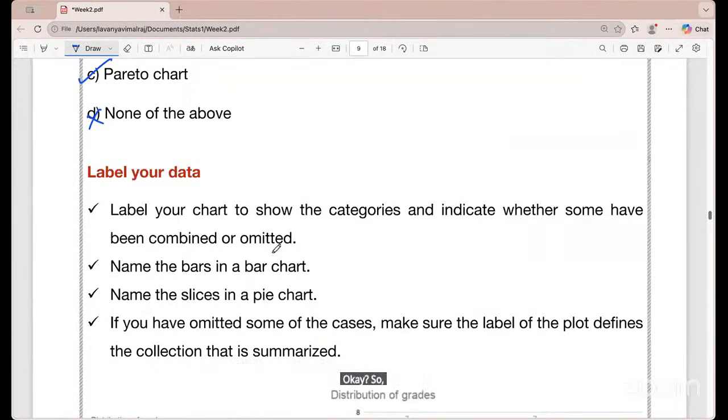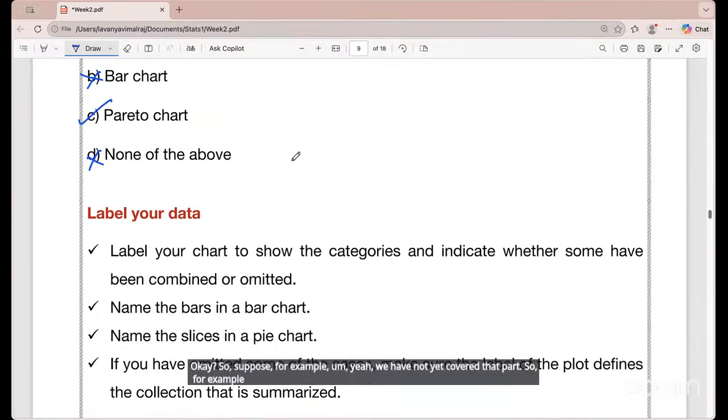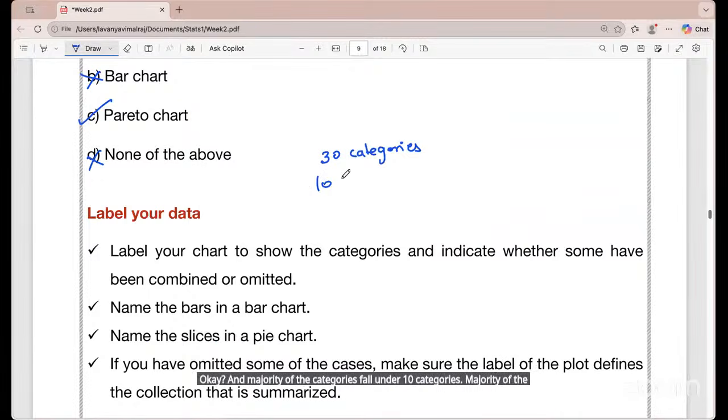Suppose, for example, we have not yet covered that part. Let us say you have so many different categories inside a specific group. Let us say there are like 30 different categories. And the majority of the count falls under 10 categories. So we have only 10 major categories.